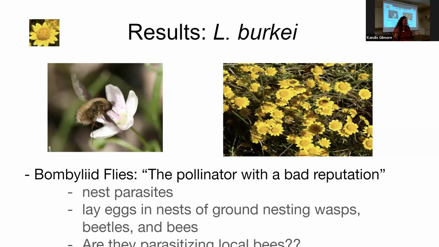They often can also do this to wasps, beetles and other things. So we're not sure, are they parasitizing local bees? But knowing that there's a big population of them, there must be a robust population of whatever they're parasitizing to support their numbers. So it's kind of an intriguing result. What's going on there?